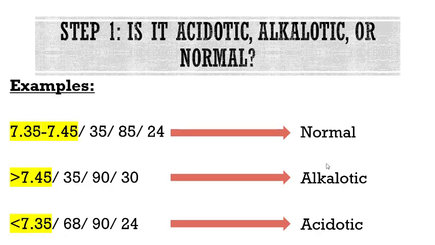Okay, so when you're interpreting a blood gas, your first step is: is it acidotic, is it alkalotic, or is it normal? So this is a refresher: the normal range is 7.35 to 7.45. So that would be normal. If your pH is greater than 7.45, you would consider that to be an alkalotic pH. If your pH is less than 7.35, you are going to consider that an acidotic pH. So this is your first step: normal, alkalotic, acidotic.